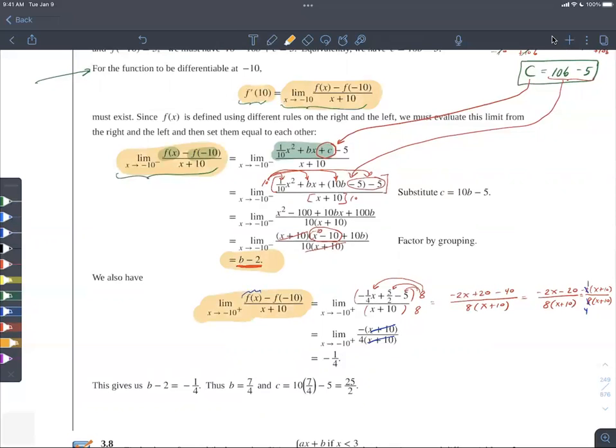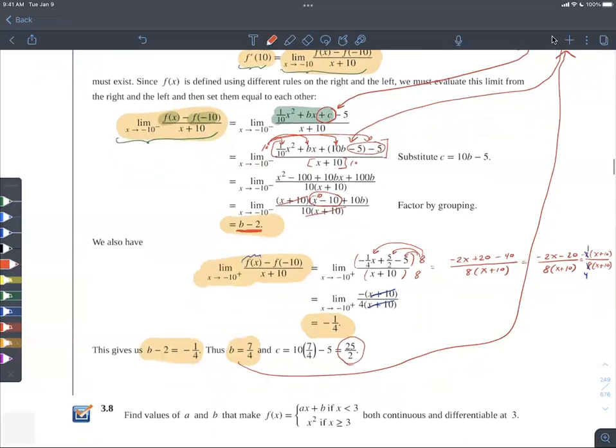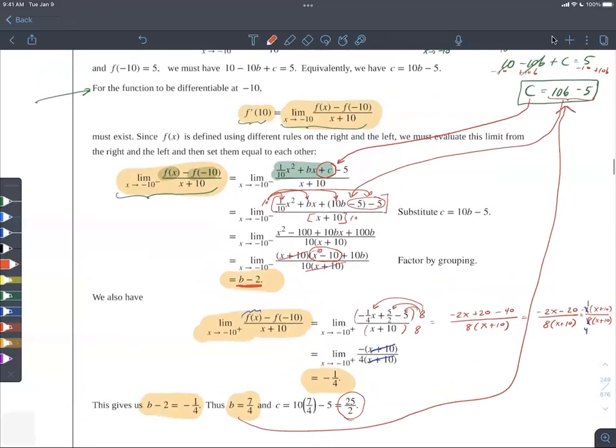So b minus 2 is equal to 1/4, and that's what's given here. We can solve for b there. B is equal to 7/4, and now we can finally plug in our value of b into our formula here for c in terms of b, and we get a value of c of 25/2. Okay, so we have those two values.